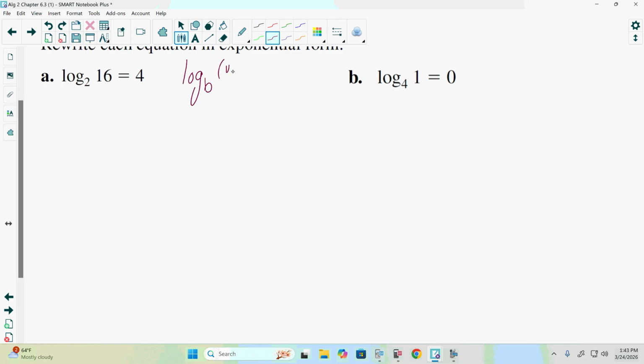Now log base b of y equals x if and only if b to the x is equal to y. So we're going from logarithmic form to this exponential form. Now as we look at the original equation, log base 2 of 16 equals 4, what is taking the place of b?